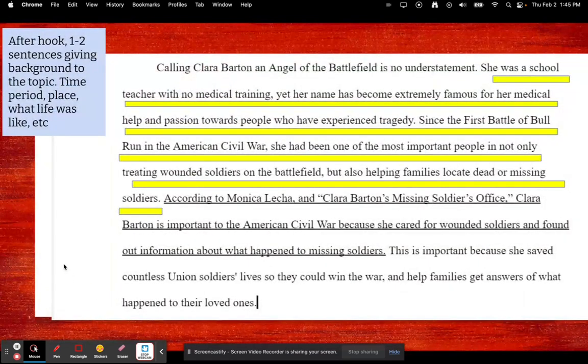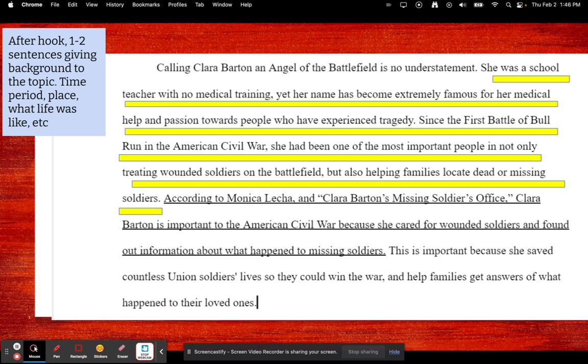All right. So after the hook, you need at least 1 or 2 sentences, if not more, giving background to the topic, like the time period, the place, what life was like. You could probably do 2 to 4 sentences, to be completely honest with you. This is the point where you're just giving me some background info.